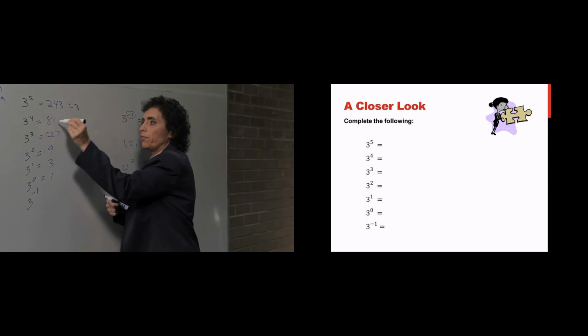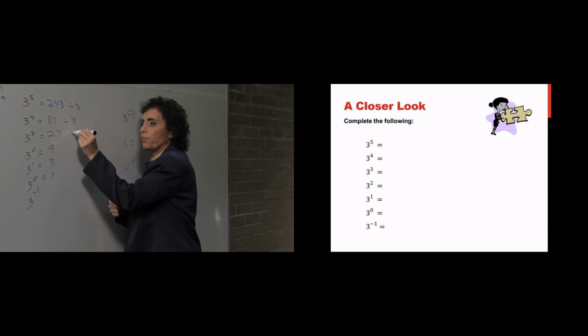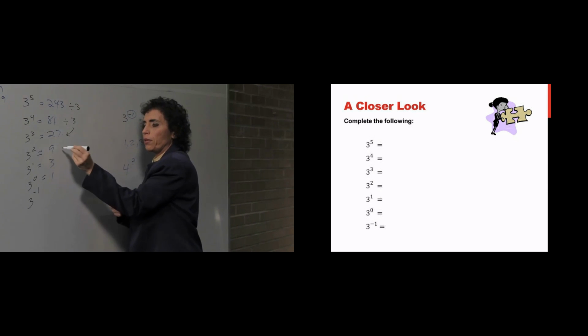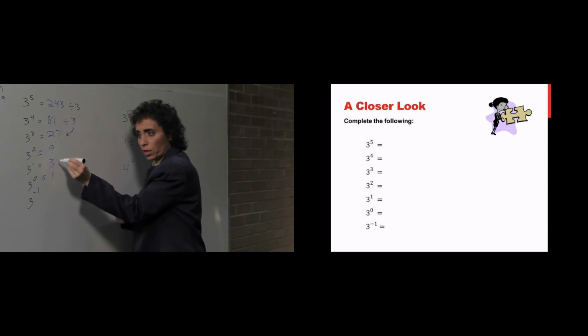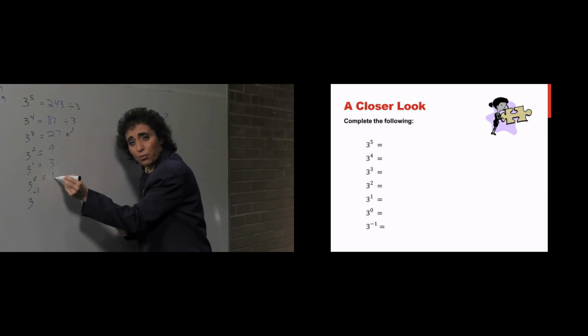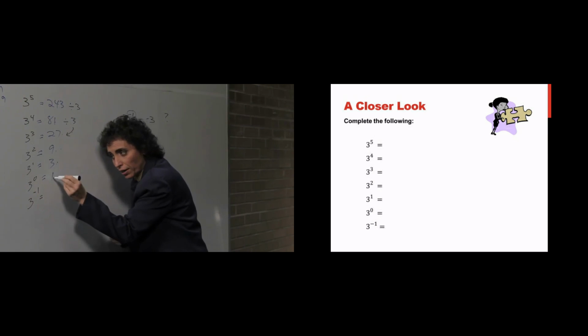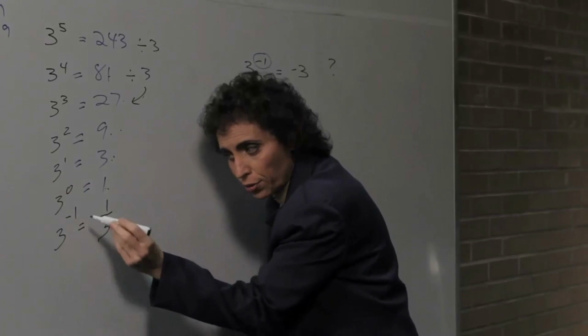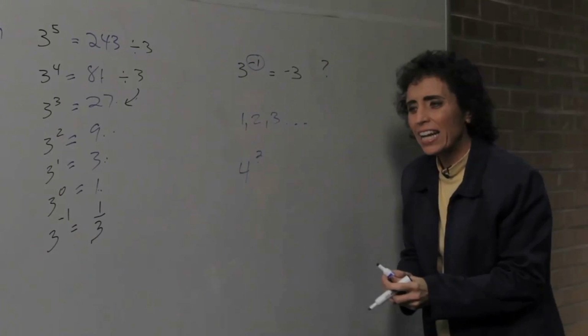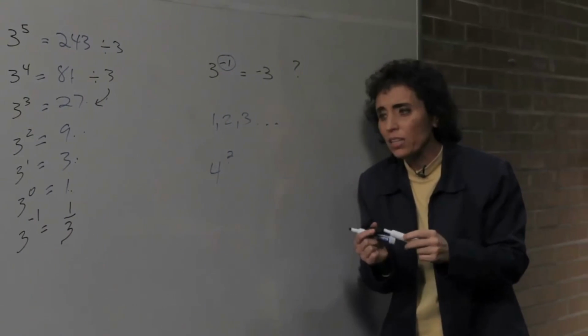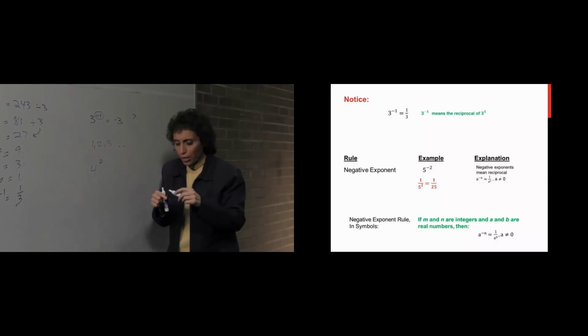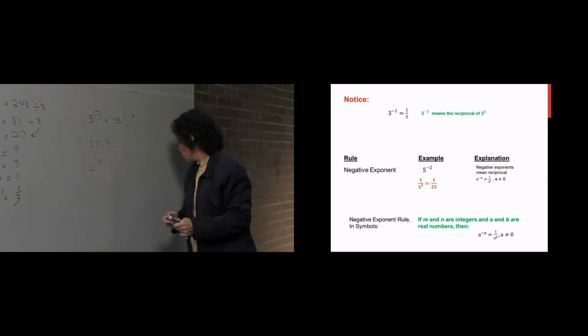So this divided by 3 is 81. This divided by 3 is 27. This divided by 3 is 9. This divided by 3 is 3. So we have to divide this by 3 to get that answer. So 3 to the negative 1 power really means 1/3.